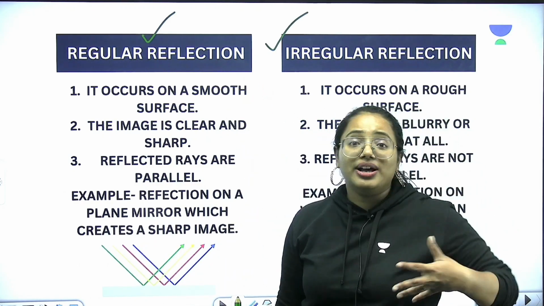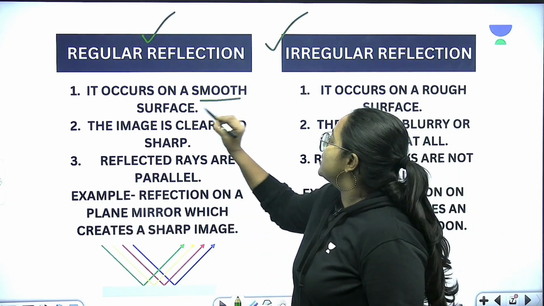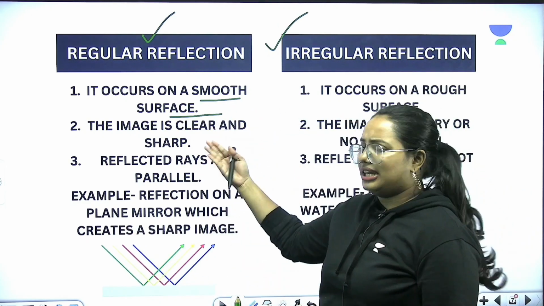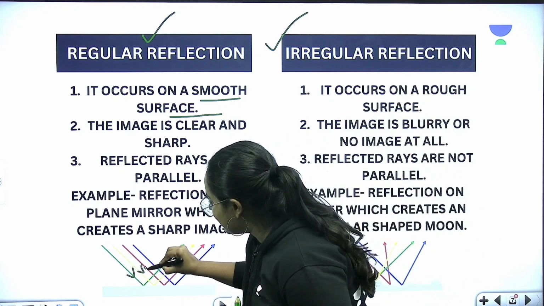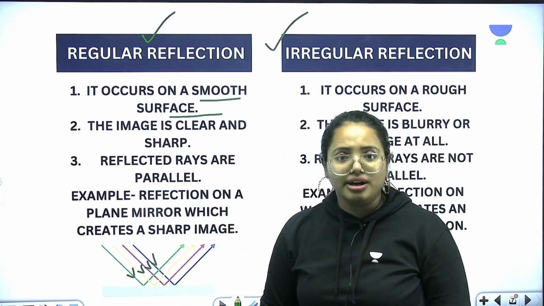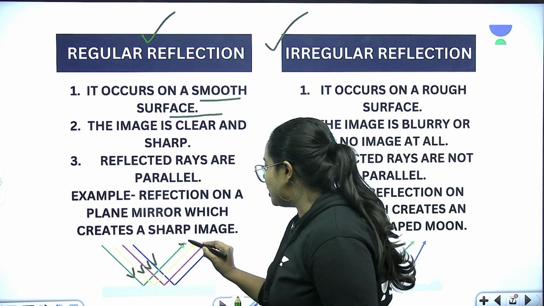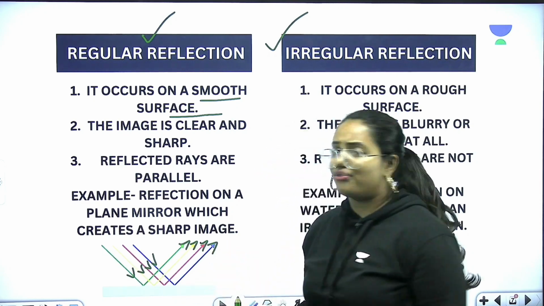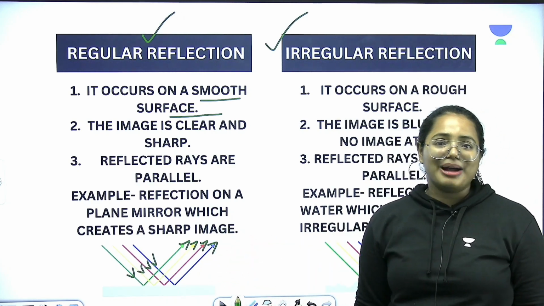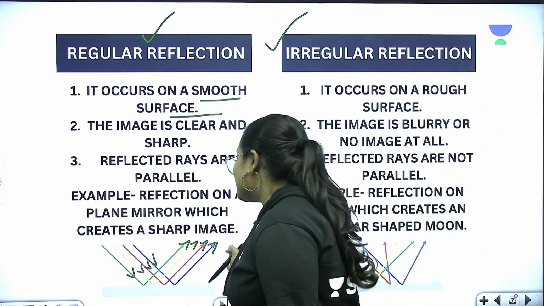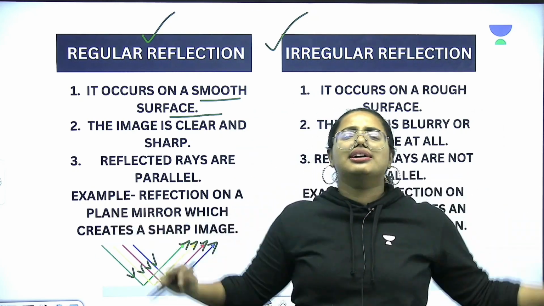When you consider regular reflection, this happens from a very smooth surface. Then, what is happening here? Look at the incident rays. These are the incident rays, and they strike the surface. Then they bounce off back to the same medium. So these are the reflected rays. But when you look at these reflected rays, you must understand that they are parallel to each other. Am I right or not? Yes. The reflected rays are parallel because they got reflected from a very smooth surface.